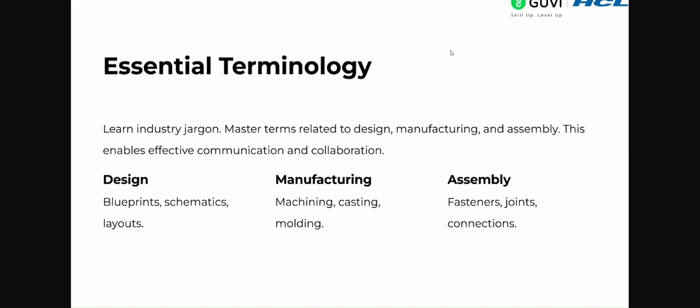So talking about this, right? Design, manufacturing, assembly. In the design, you must know terminologies like blueprints, schematics, layouts. Schematic is basically a PCB part, and layout is basically a drawing. If you have created a design, you need to have a 2D document of that also, because that 2D document will go into the manufacturing, production and assembly unit, where they will see that drawing, and according to that they will assemble and manufacture that product.